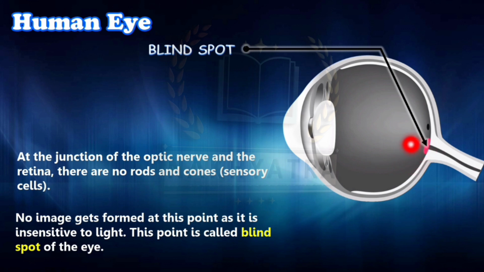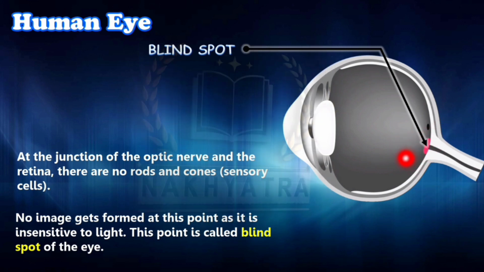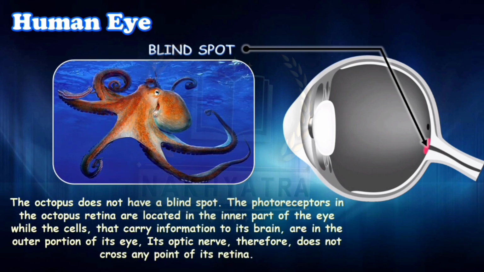Now as you can see here, at the junction of the optic nerve and the retina, since there are no sensory cells, no image will be formed at this point as it is insensitive to light, and this point is called blind spot of the eye. I hope everyone is clear.